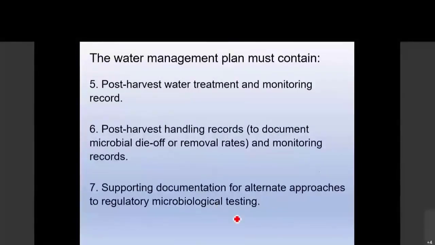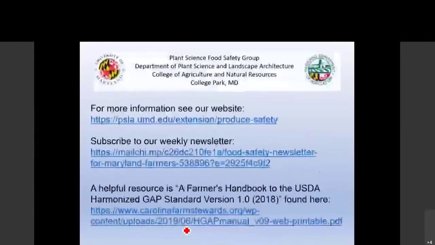supporting documentation, if you do use an alternate approach to regulatory microbiological testing, talk to us about that if you're interested. All right. So to wrap it up, here's a URL. This is the Produce Safety Group's website. All of the templates are on there and a lot of other really good farmer-oriented information.